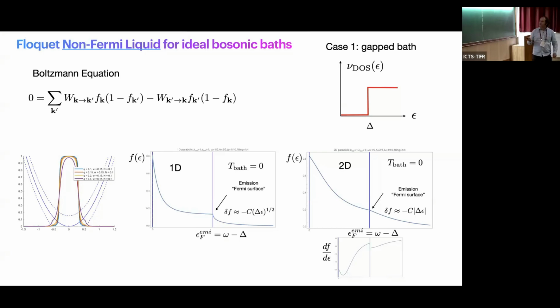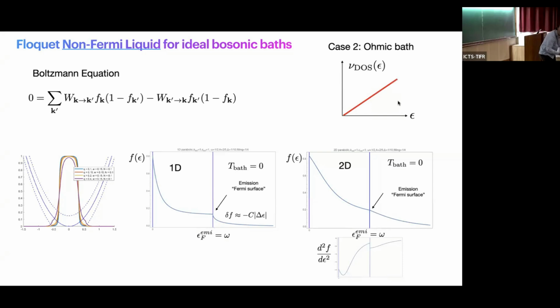If the bath is ohmic, so if it has linear density of states, the kinks are still there, but they are a bit weaker. So before we had square root, here now is a jump of the derivative in 1D, and in higher dimensions, in 2D, the kink becomes a jump of the second derivative. So the point is there is always a non-analyticity. It's stronger when the bath has a jump in the density of states. But there is always some very sharp non-analyticity.